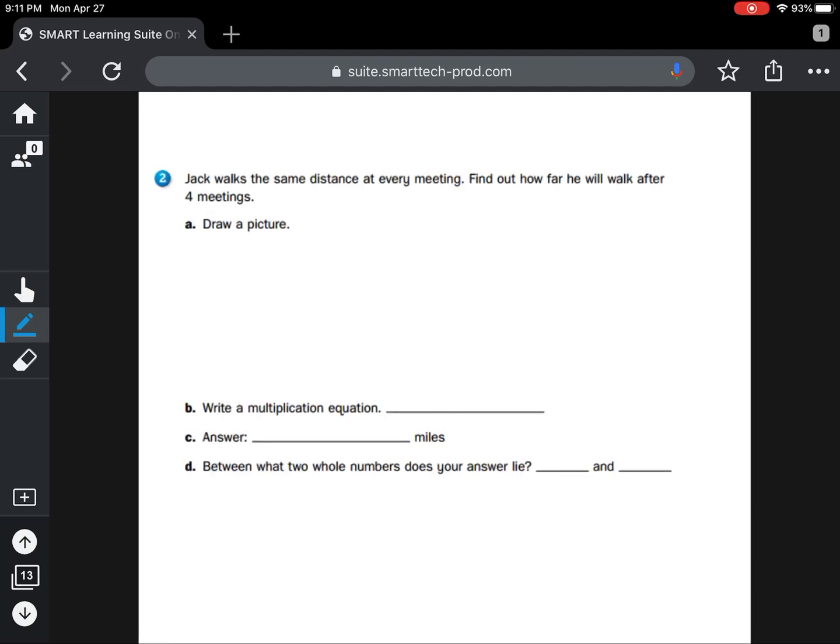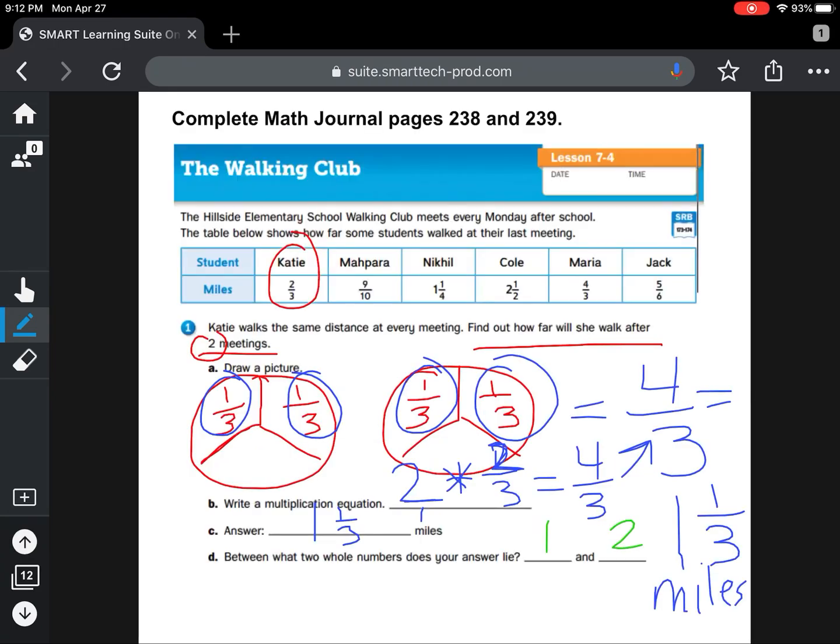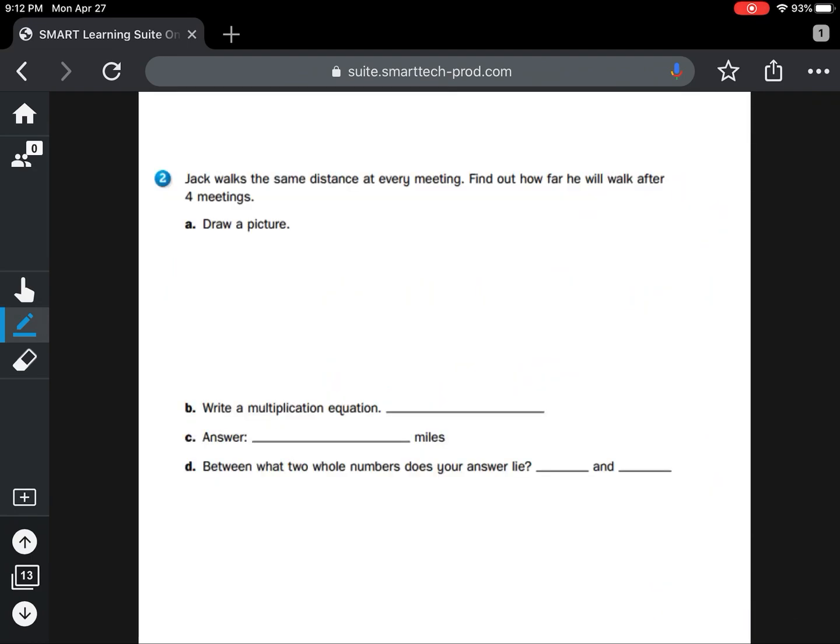Question number 2 says, Jack walks the same distance at every meeting. Find out how far he will walk after 4 meetings. I need to flip back, and it says Jack walks 5/6 miles at every meeting. So I want to remember that. Jack walks, I'm going to write 5/6 miles, since I don't have that chart on this page. So we want to find out how far he walks after 4 meetings.